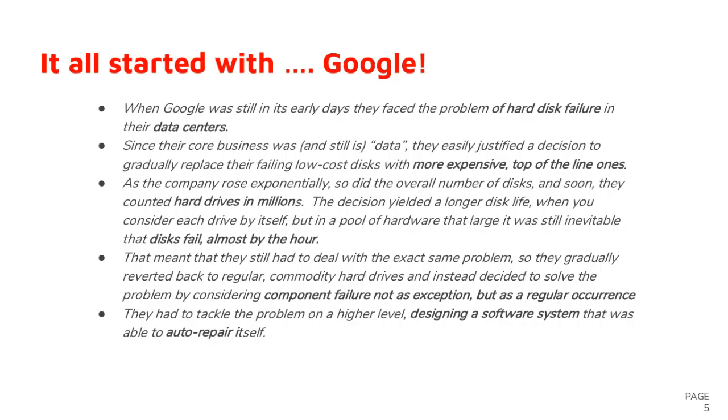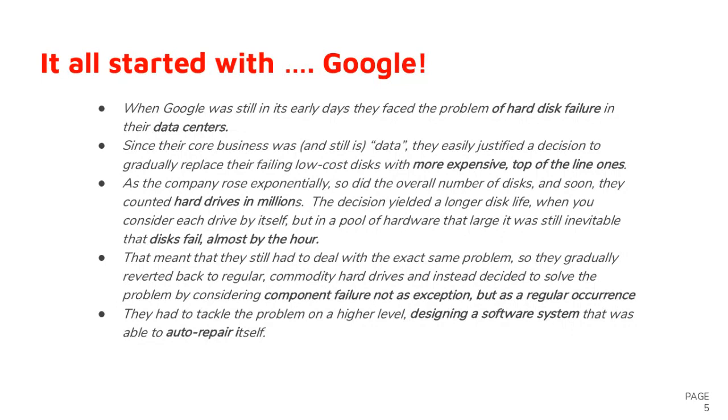So still in its early days, so that's the beginning of the 2000s, Google faced the problem of hard disk failure in their data center. And so their core business is still to provide data, so their search engine. And because a lot of these hard disks were failing, they started actually with replacing low-cost disks with more expensive ones. So that makes sense. If your hard disk fails, and that's the main problem in your data centers, you just buy more expensive disks. So what happened?